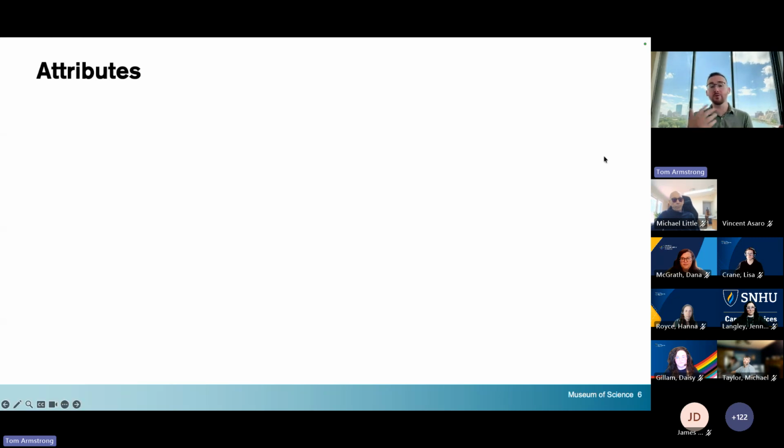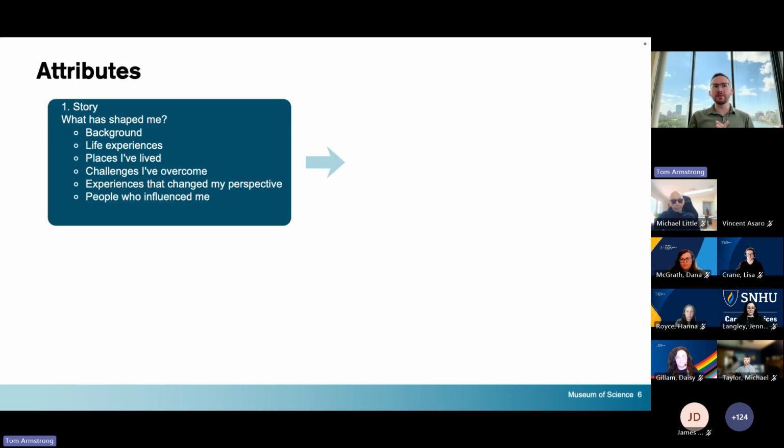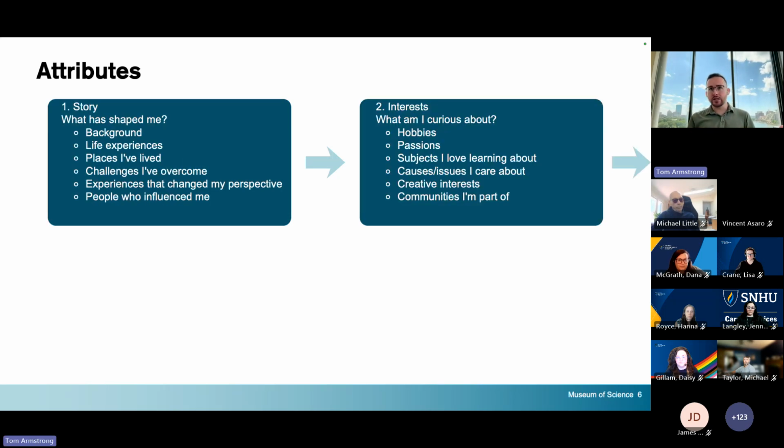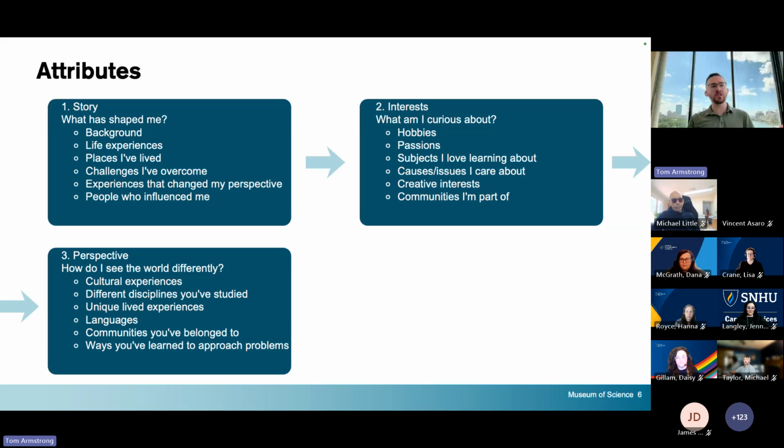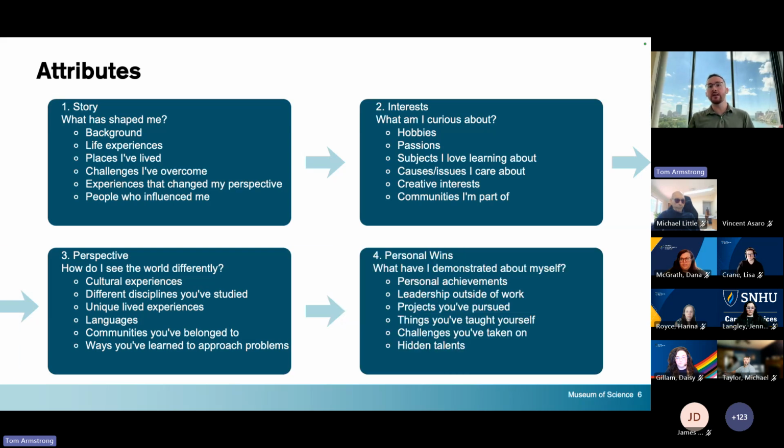So attributes, your personal value. Attributes are experiences, perspectives, interests, and characteristics that shape how you show up. They answer, what do I uniquely bring because of who I am and what I've experienced? Your attributes aren't valuable just because you're interesting. They're valuable because they influence how you think and how you work. So they start with your story. What has shaped me? Your interests. What am I curious about? Your perspective. How do I see the world differently? And personal wins. What have I demonstrated about myself?